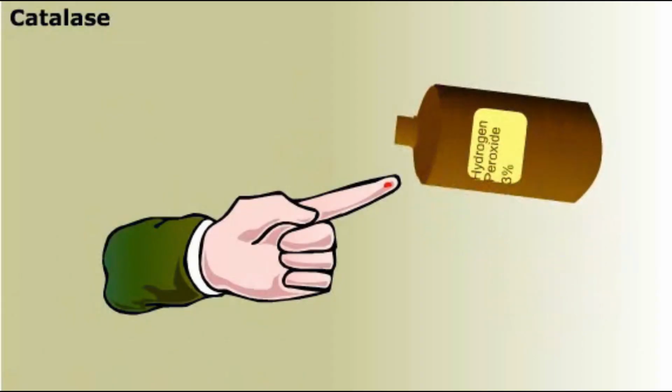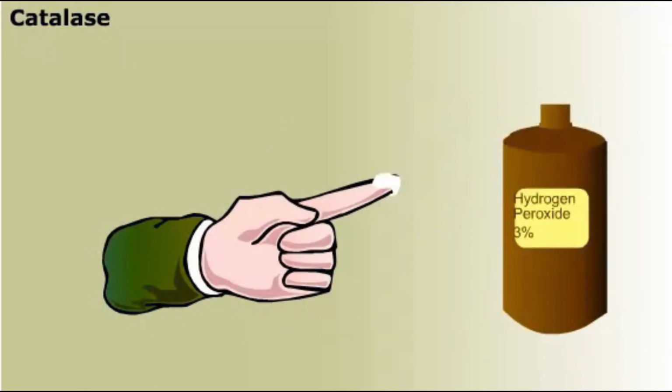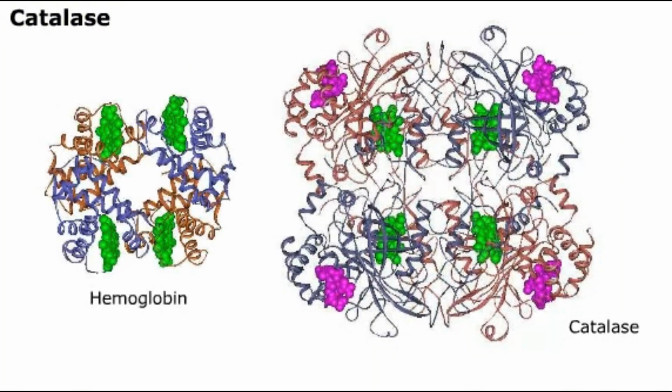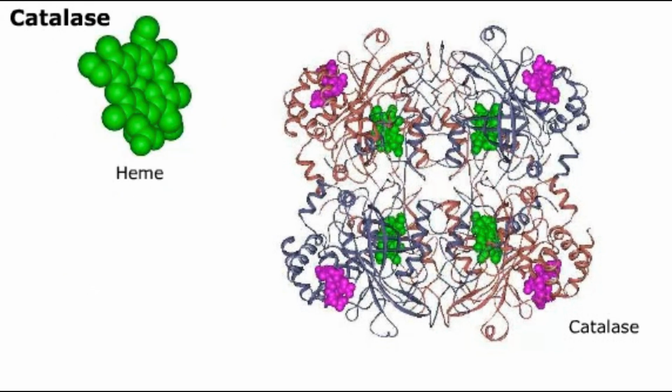Ever notice how hydrogen peroxide also bubbles when you pour it on a cut? A catalyst must be present. The enzyme catalase is released when cells are damaged. Catalase catalyzes the decomposition of hydrogen peroxide to water and oxygen. Catalase has 4 subunits, just like hemoglobin, and an iron-containing heme group.